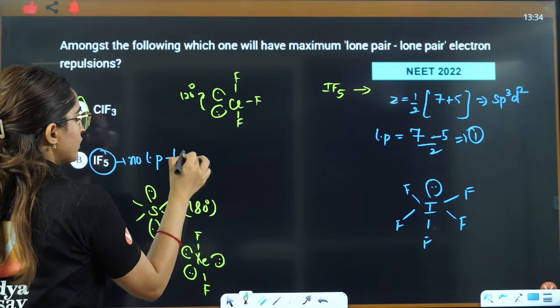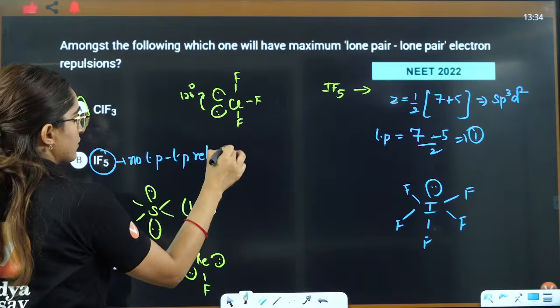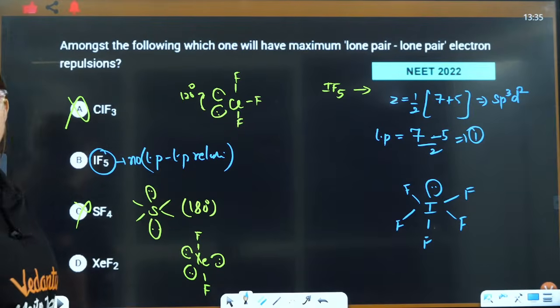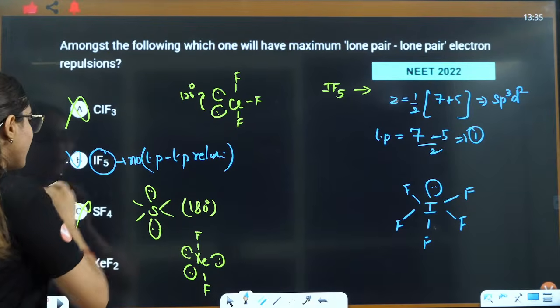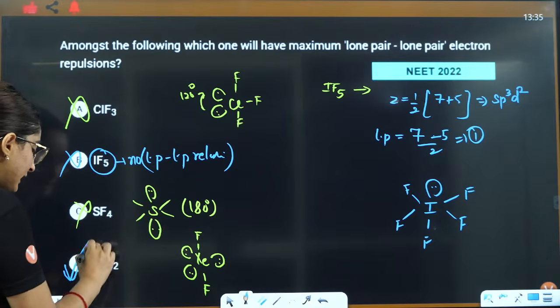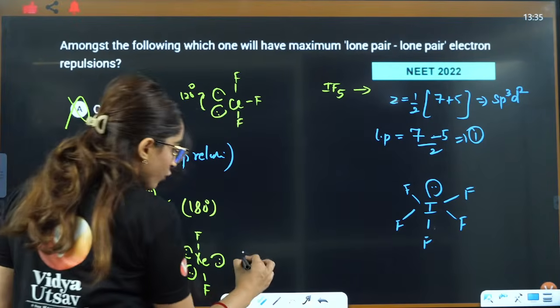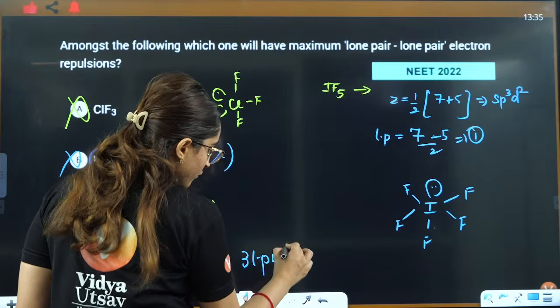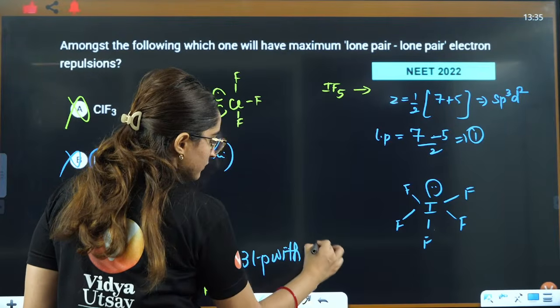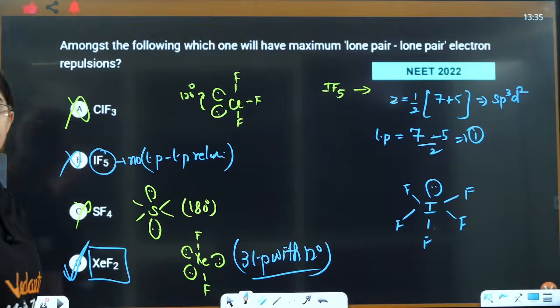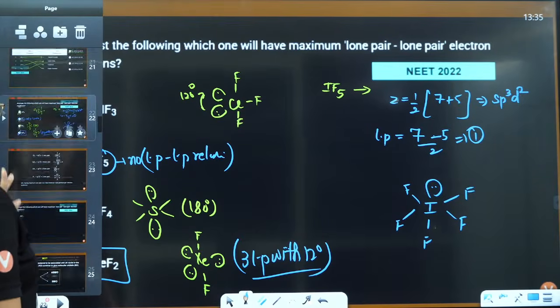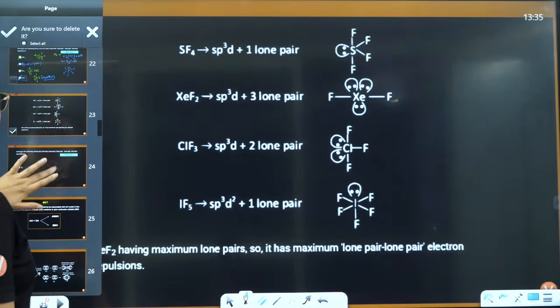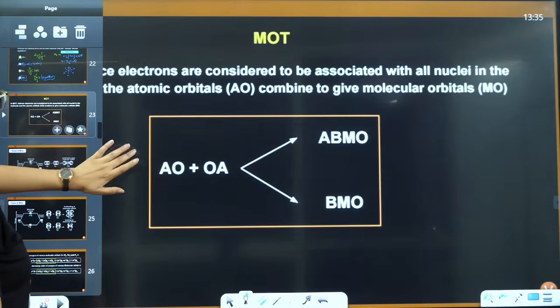No lone pair repulsion. Because there is no other lone pair, this is also eliminated. So the maximum will be D, which has 3 lone pairs with a 120-degree angle. Okay, so the maximum will be here, right? So the answer is going to be D, the correct answer here, right?